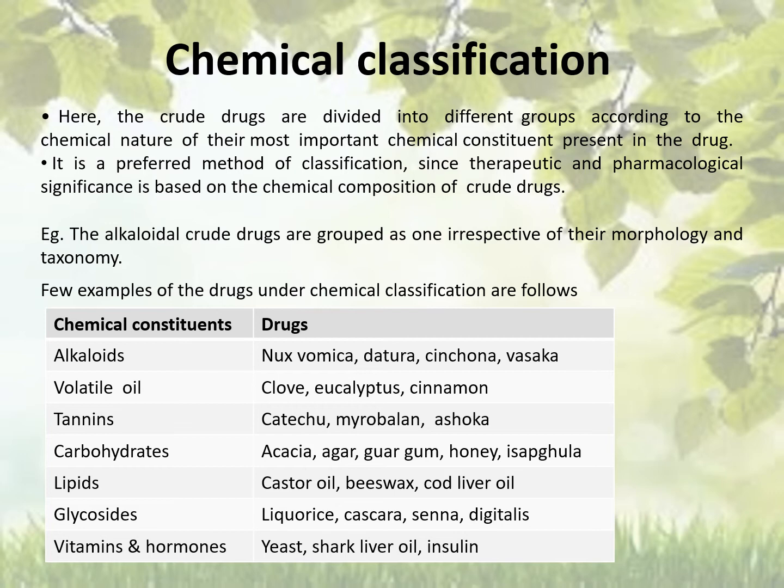Then the next system of classification is chemical classification. Here the crude drugs are divided into different groups according to the chemical nature of the most important chemical constituent present in the drug. It is a preferred method of classification since therapeutic and pharmacological significance is based on the chemical composition of the crude drug.